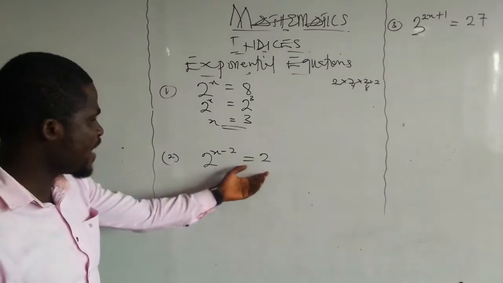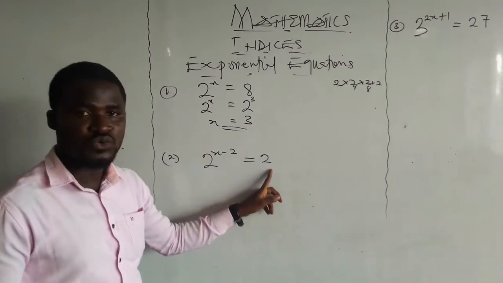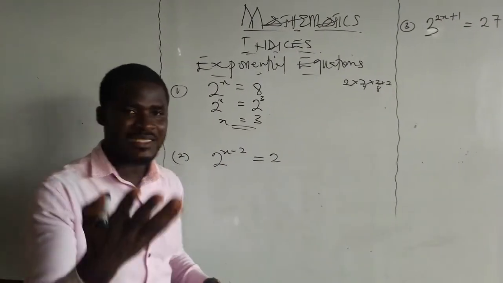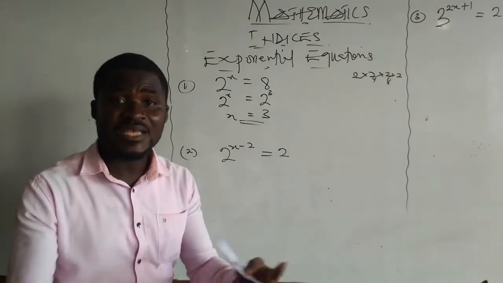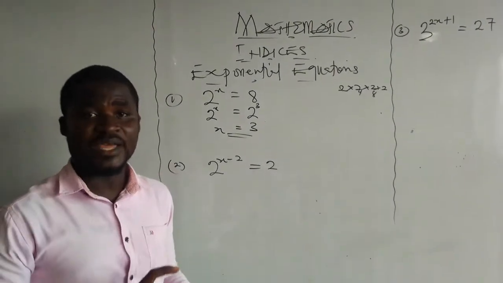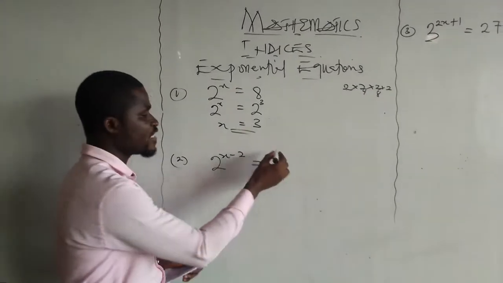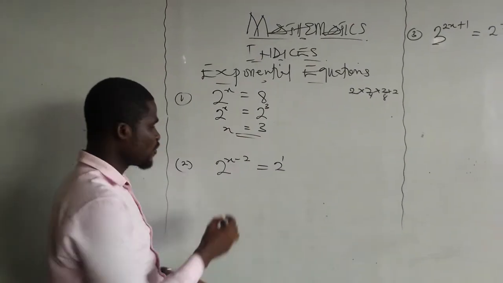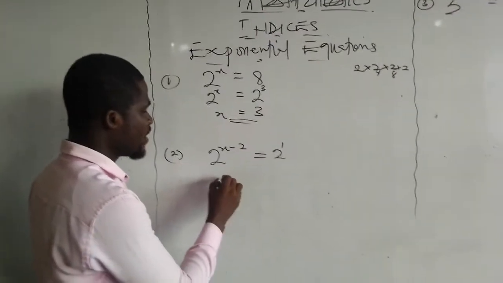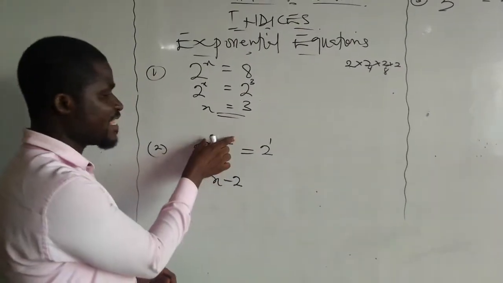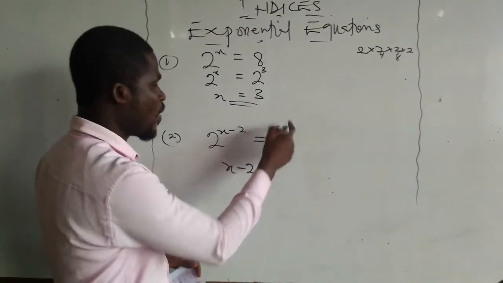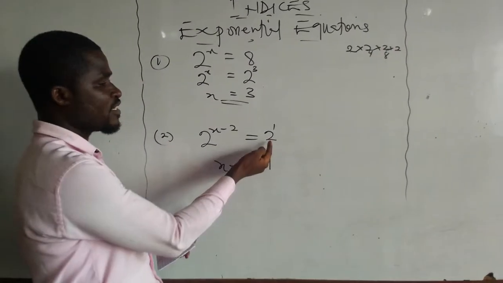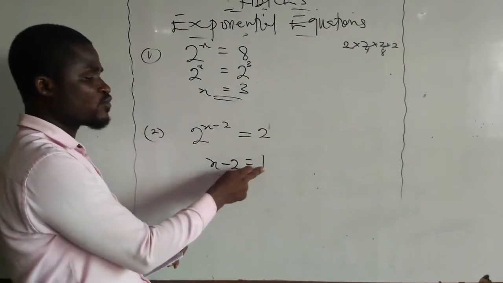Now they all have the same base. Base 2, base 2. Good. So as the law says, whenever the bases are the same, we should equate the exponents. And take note, here is exponent 1. So we are going to have x minus 2, that is the exponent, equals 1, because the 2 is exponent 1. That's why we had 1 here.